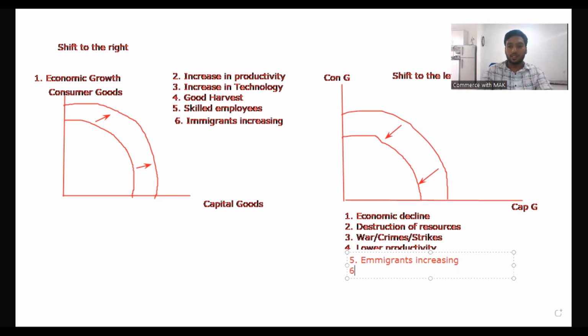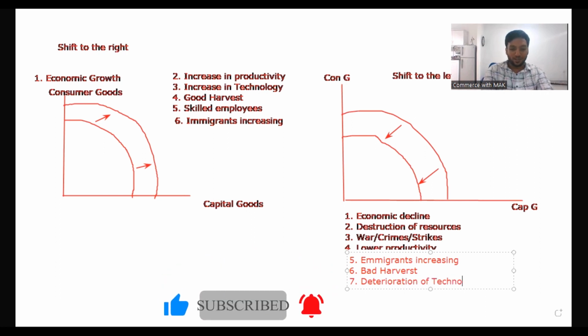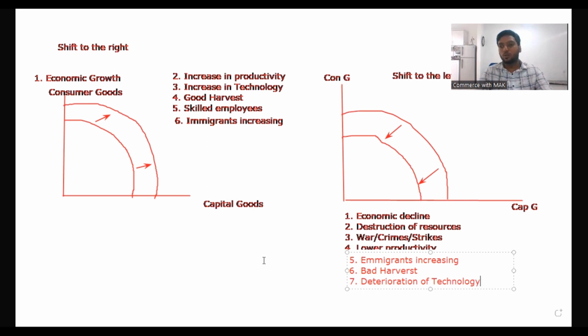And then also you can say that bad harvest is another reason. So these are a few things which I remember, and also poor technology. We can say deterioration of technology, or you can say poor technology or bad technology. So I always use a bit good terms because that keeps me motivated to do best in our class. Anyway, so deterioration of technology.